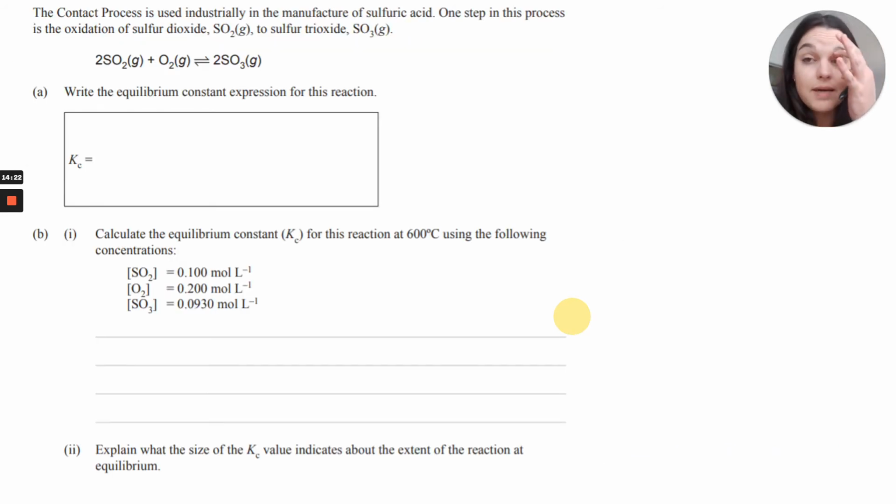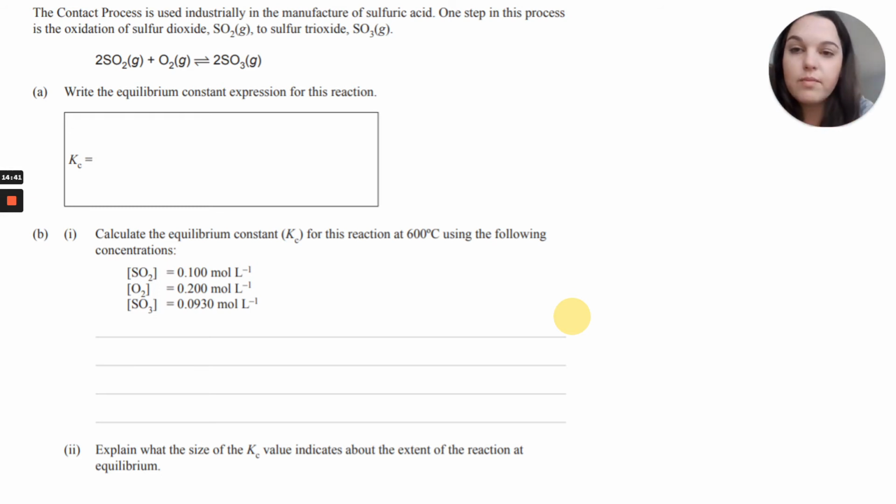So here's a past paper question that we can do together. The contact process is used industrially in the manufacture of sulfuric acid. One step in this process is the oxidation of sulfur dioxide, SO2, to sulfur trioxide, SO3. Write the equilibrium constant expression for this reaction.